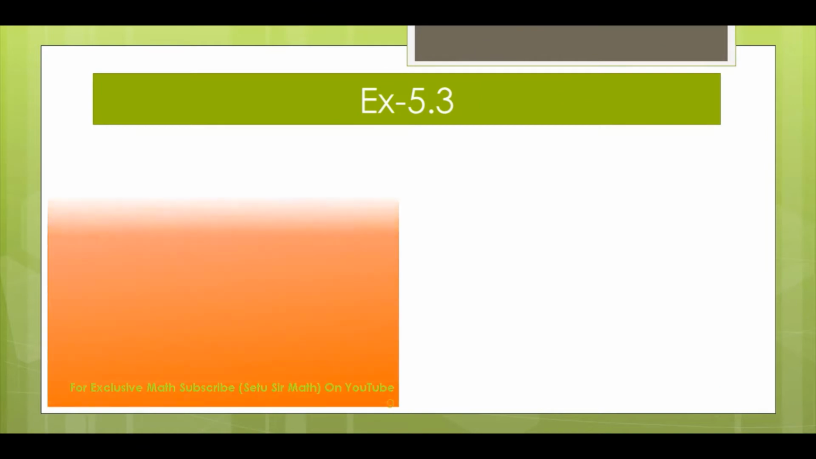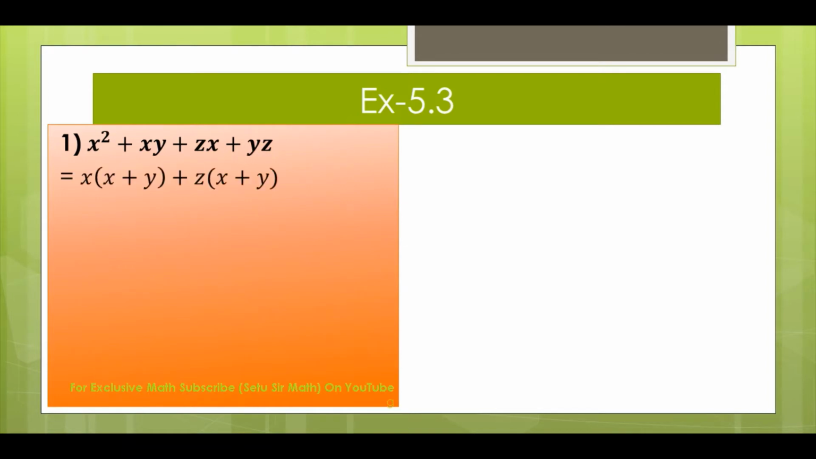So exercise 5.3, number 1. This is the question, and at first we have to find out. In here you can see these two terms and these are the two terms. In these two terms x is common and in these two terms z is common. I think if we take x from here and if we take z from here, we will get the factor. You can see we are taking x common here, so x plus y, and if we take z common in here, so we get x plus y. Now we can see these two terms x plus y is common, so we will take x plus y common. Then the rest of the thing, if we take the common x plus y, we get x plus z.